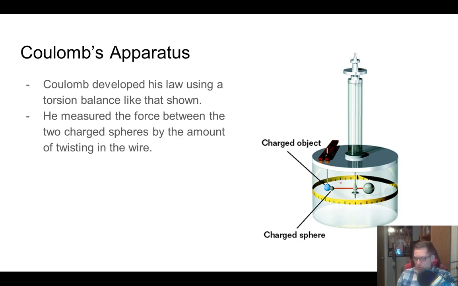Pretty ingenious move, and very, very similar to how we calculated, way back when we talked about circular motion, the big G. They used a torsion balance there as well to calculate the big G.